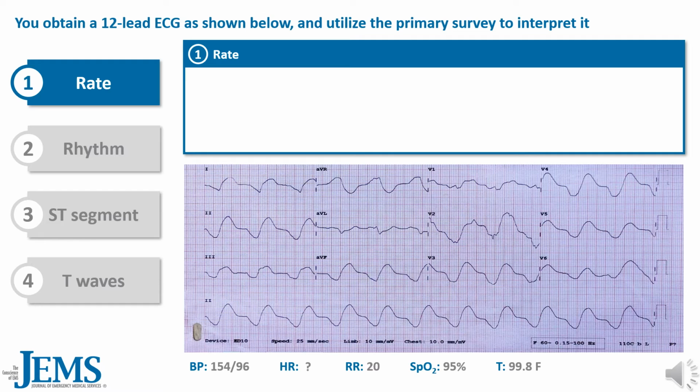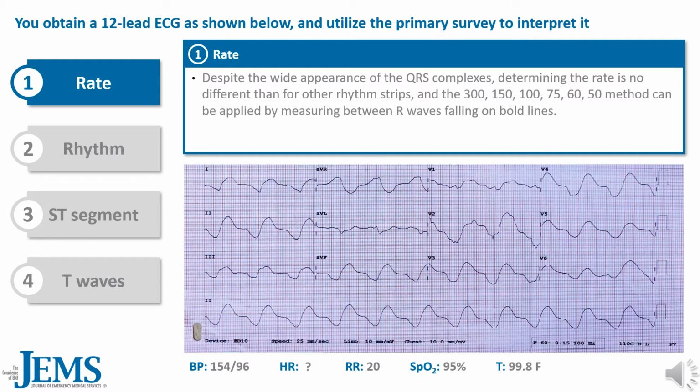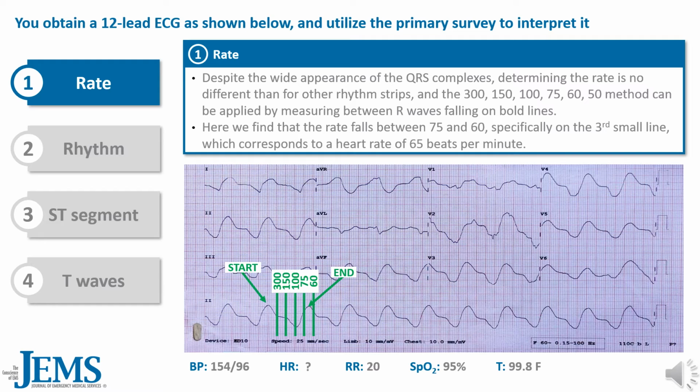With this in mind, let's take a look at our patient's ECG. First, the rate. Despite the wide appearance of the QRS complexes, determining the rate is no different than any other rhythm strip, and the 300, 150, 100, 75, 60, 50 method can be applied by measuring the R waves falling on bold lines. Here we find that the rate falls between 75 and 60, specifically on the third line, which correlates to 65 beats per minute.